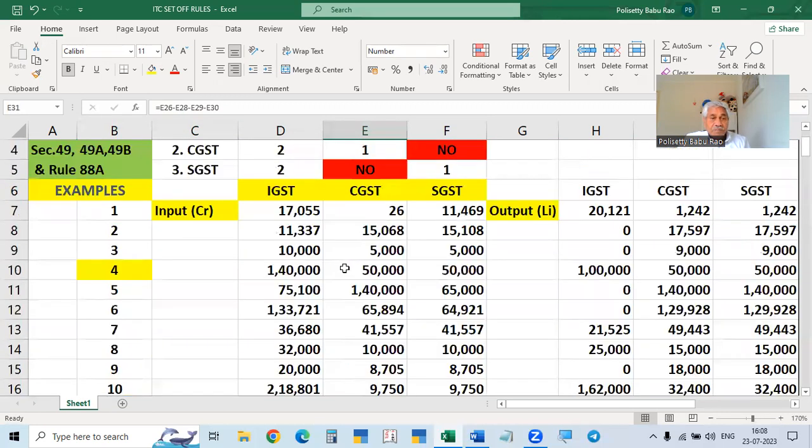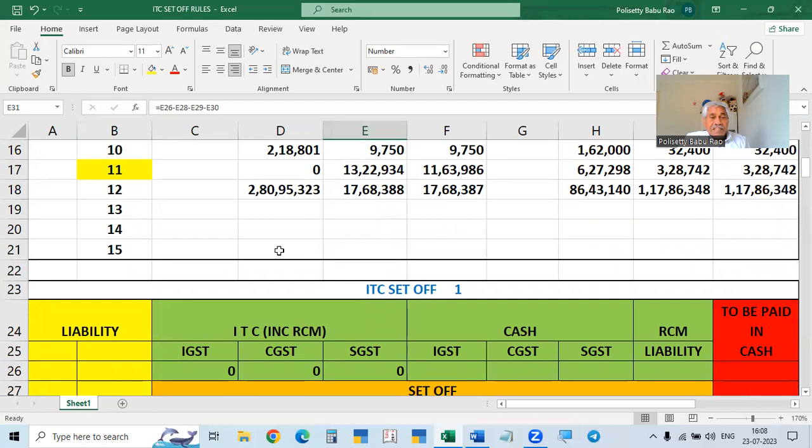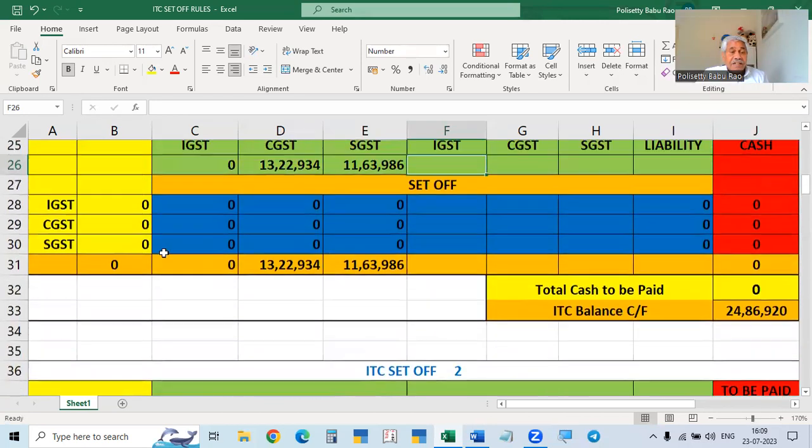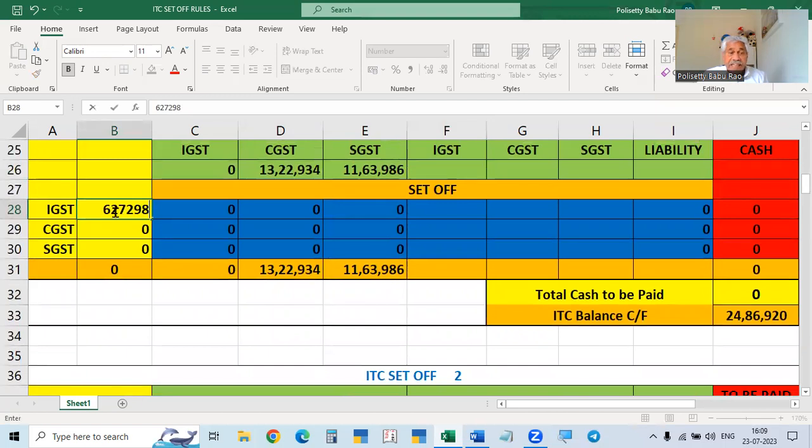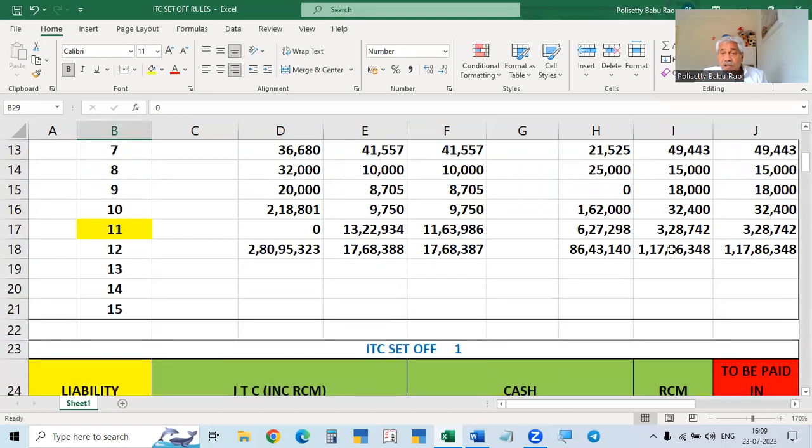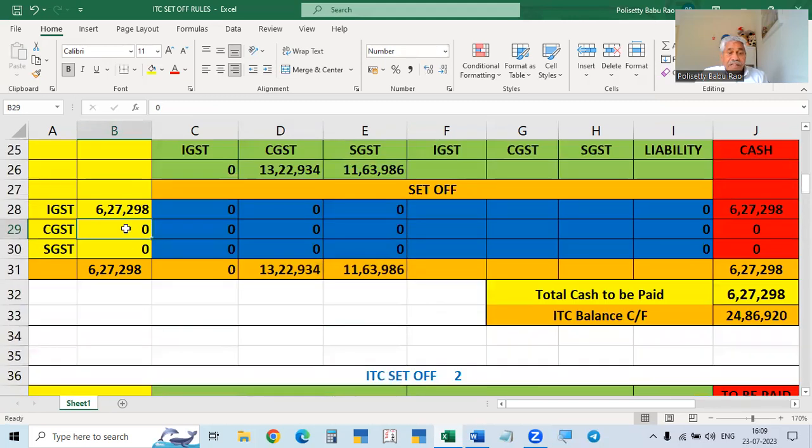Okay, I'll make this 0. So take this month. See here. ITC, IGST is 0. Then IGST is 0. This is 13,22,934. And this one 11,60,986. And here the liability is 627,298, and then in this case 328,742, 328,742. So this is the liability, this is the ITC.